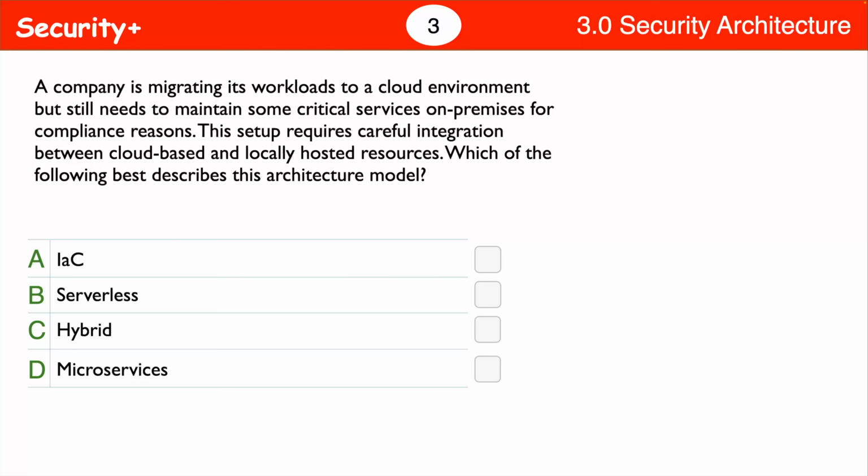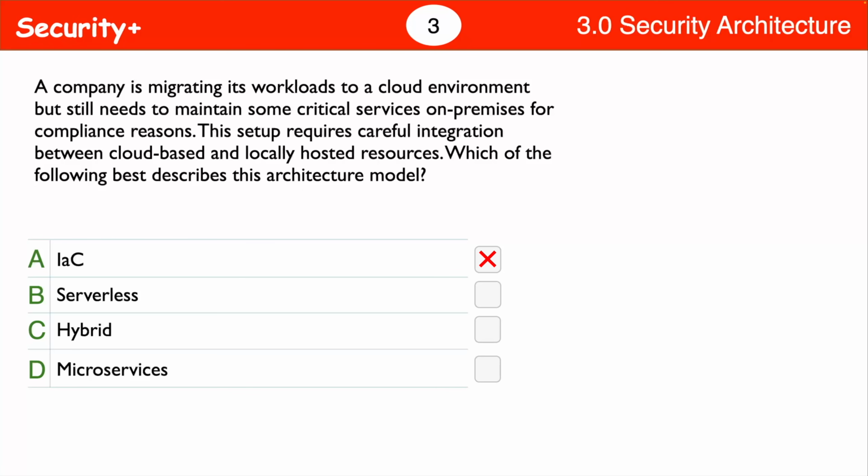Okay, so let's look at the key phrases here for this question. Without a doubt, the most important key phrase here is cloud environment, but still needs to maintain some critical services on premises. And this alone, if you know what the 4 possible answers are, gives us the answer, right? So with that said, let's go through the process of elimination. The first one we're going to eliminate is A, IAC, also known as infrastructure as code. That is a deployment and automation method for managing infrastructure, but it does not define the architectural model itself.